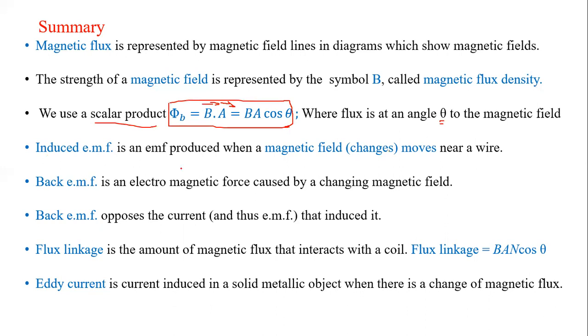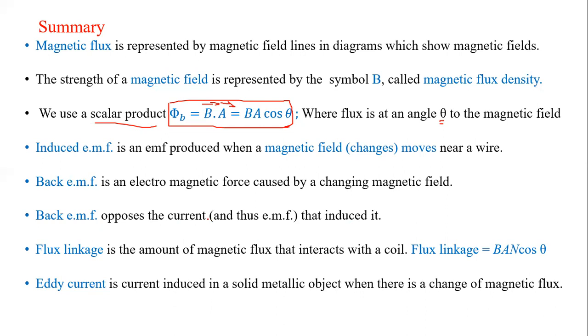Induced electromotive force, EMF, is produced when the magnetic field changes or the coil moves near a wire. Back EMF is caused by the changing magnetic field and opposes the magnetic field direction. So back EMF opposes the current as well as the EMF that induces it. It is the back EMF created by opposition.